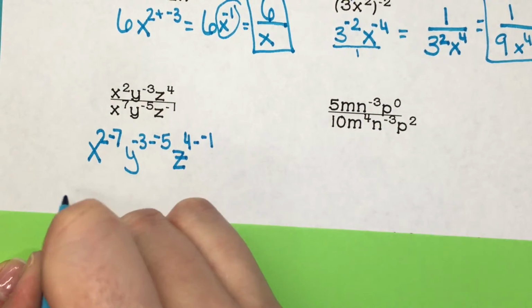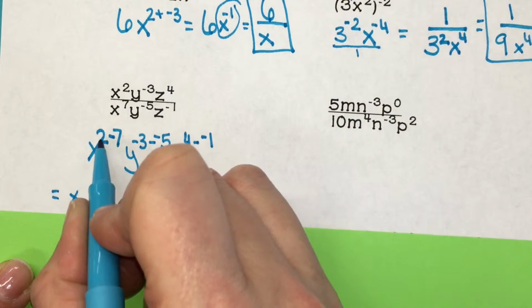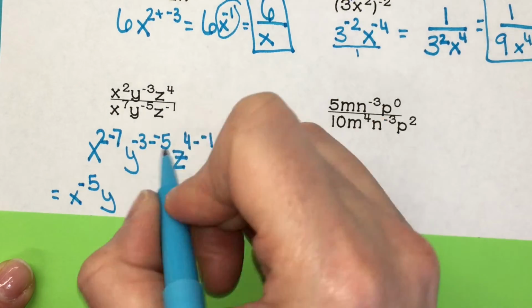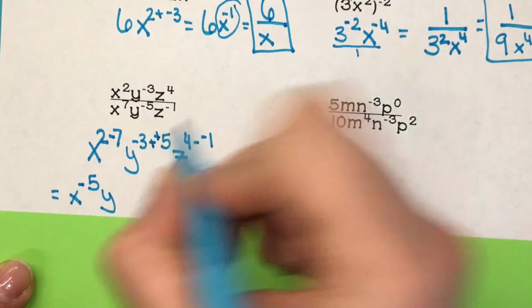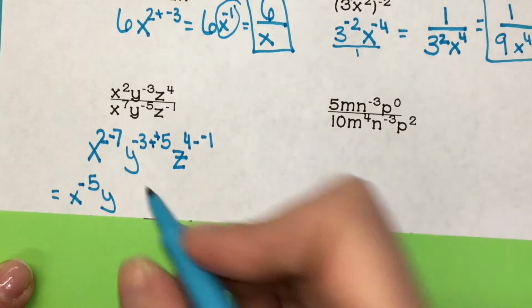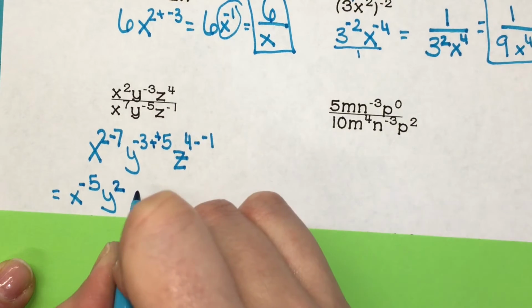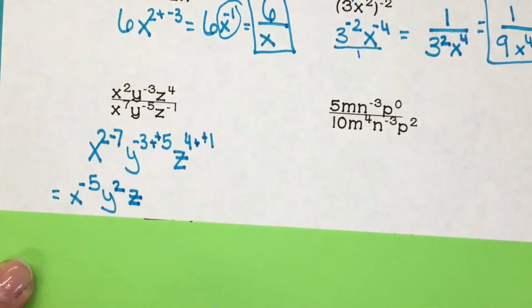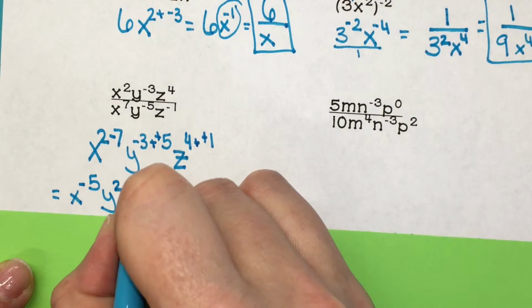Okay, so now I'm going to simplify. This equals x to the power of 2 minus 7 is negative 5. Y to the power of, I have minus and negative, so I'm going to change it to plus the positive. Negative 3 plus 5 is 2. And z to the power of, change minus and negative to plus the positive, 4 plus 1 is 5.